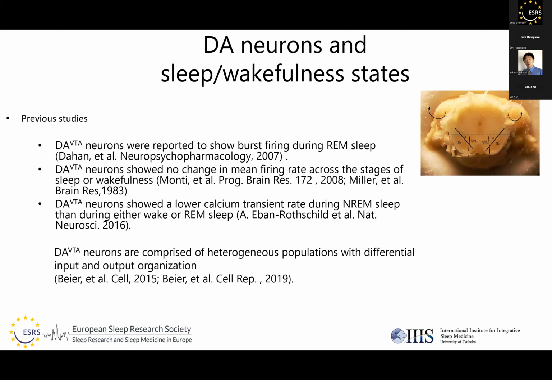More recent fiber photometry data has revealed that VTA dopamine neurons exhibit a lower rate of firing, lower rate of calcium transient during non-REM sleep in comparison to either wakefulness or REM sleep. Furthermore, a recent tracing study conducted using viral vectors has disclosed that the VTA dopamine neurons consist of heterogeneous populations with differential input and output organization, indicating the potential existence of multiple VTA dopamine neuronal populations with distinct roles in sleep wakefulness regulation and defining patterns across sleep and wakefulness states.